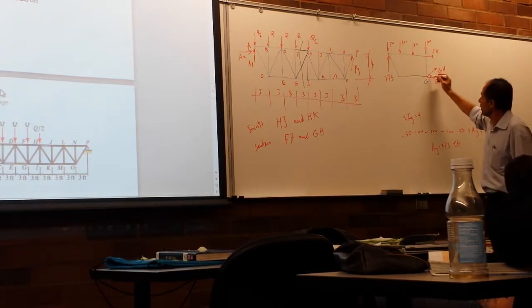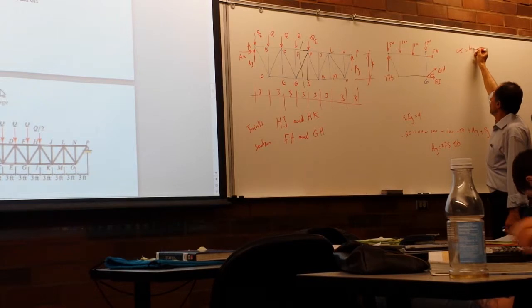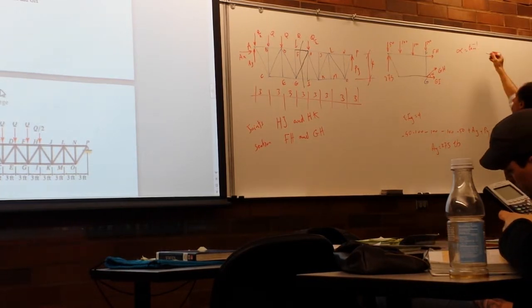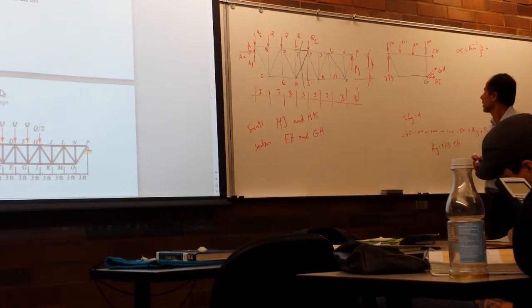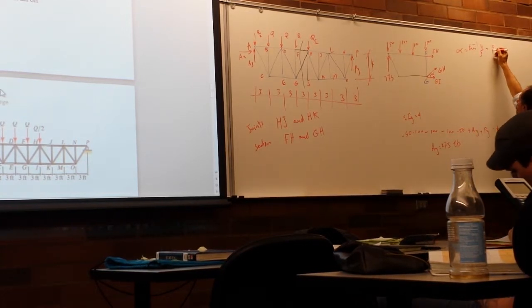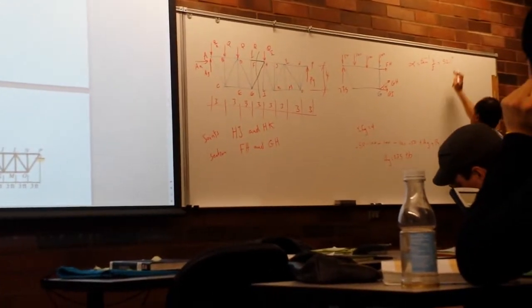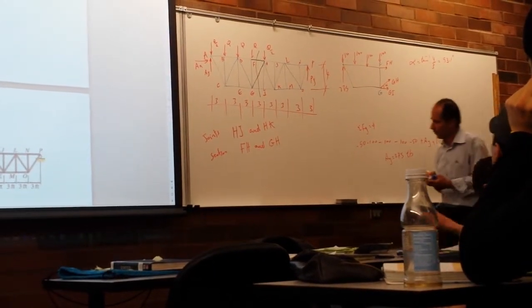This angle here is alpha. What is alpha? Inverse tangent of 4 over 3. Give me a number, please. 53.13 degrees. Yes.